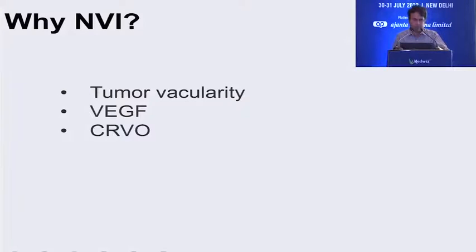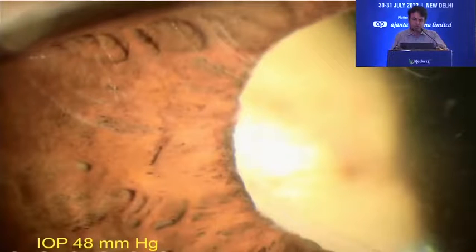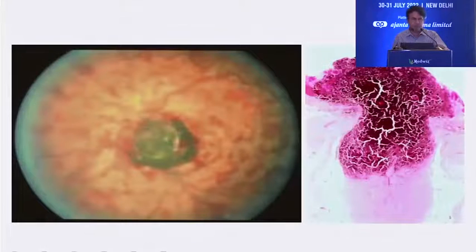Neovascular glaucoma can happen because of tumor vascularity itself, VEGF that is released by the tumor, and central retinal vein occlusion. This is a patient with medulloepithelioma, adult onset medulloepithelioma, not to miss the neovascularization and high IOP here. This is a patient with a small melanoma right on top of the optic nerve head causing neovascular glaucoma.